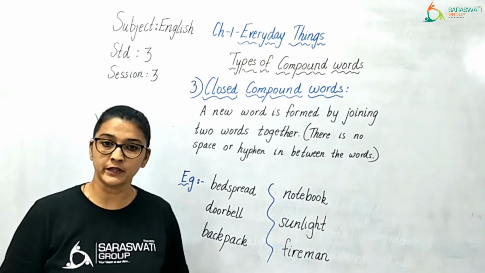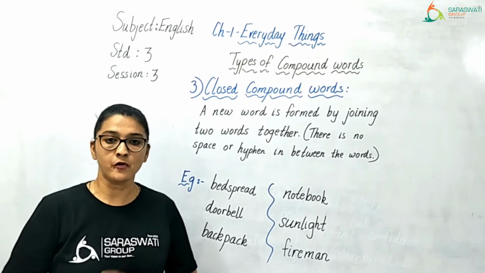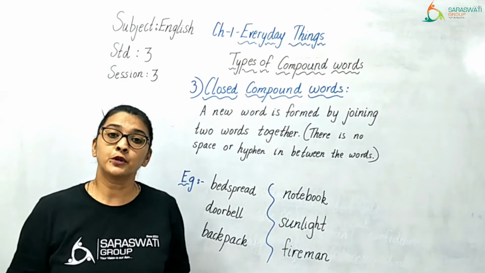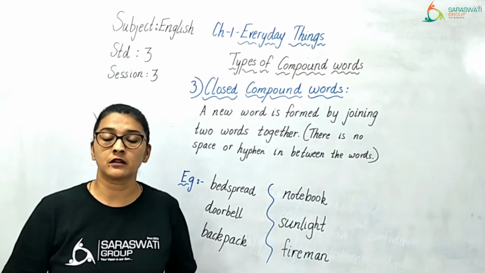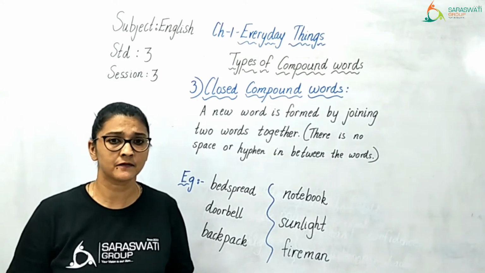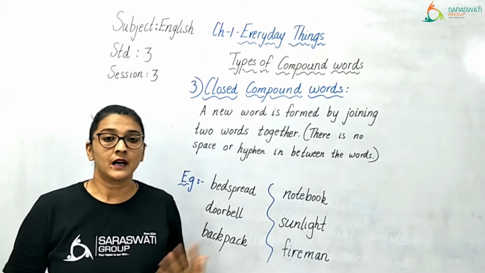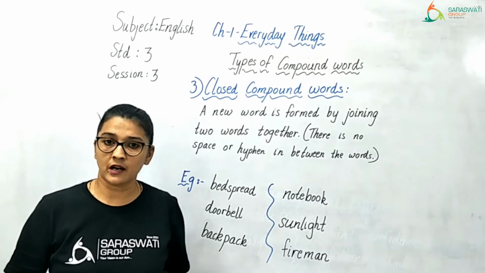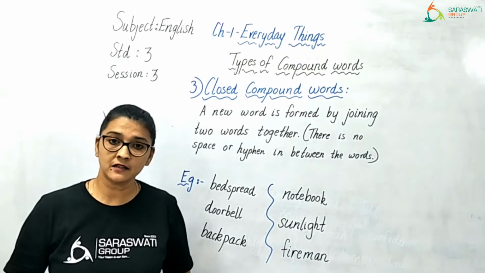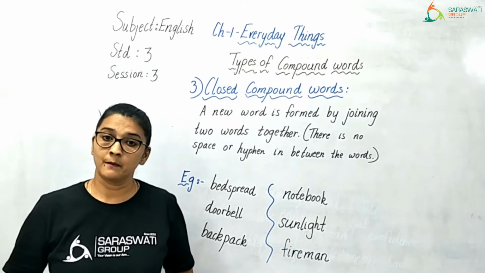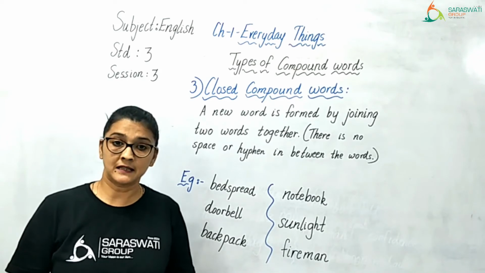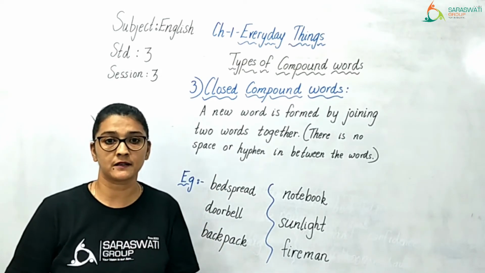The third type is closed compound words. A new word is formed by joining two words together but without any hyphen or any type of space. Here are some examples: notebooks, sunrise or sunlight, backpack, bedspread. All these are examples of closed compound words.